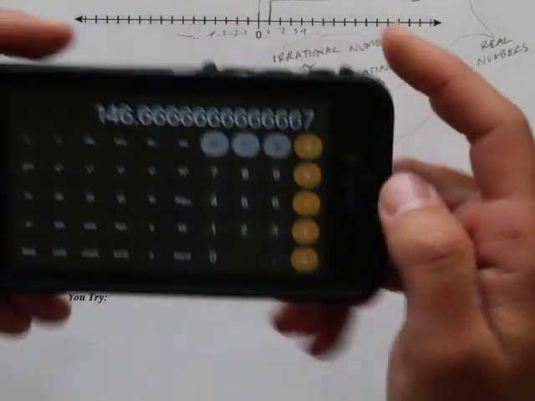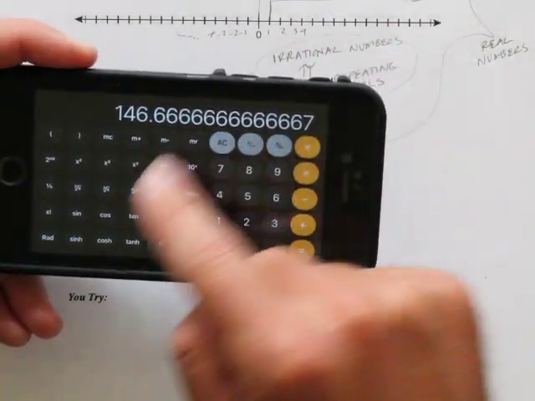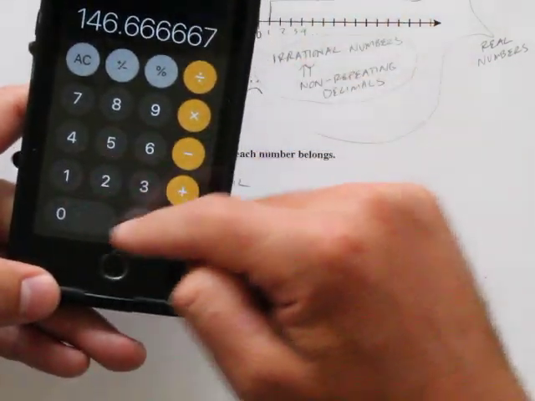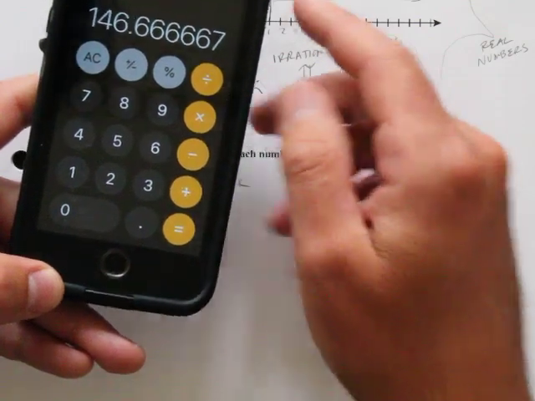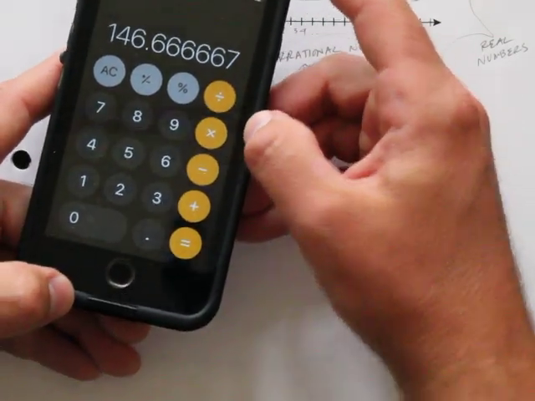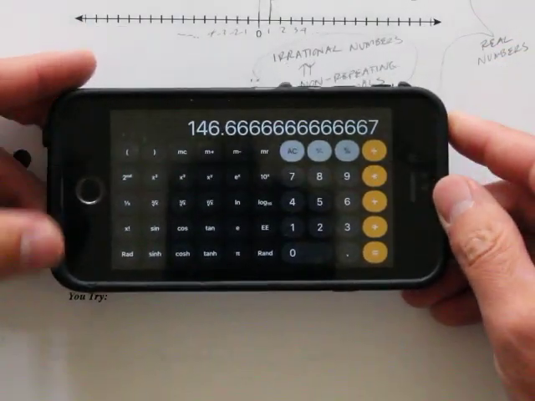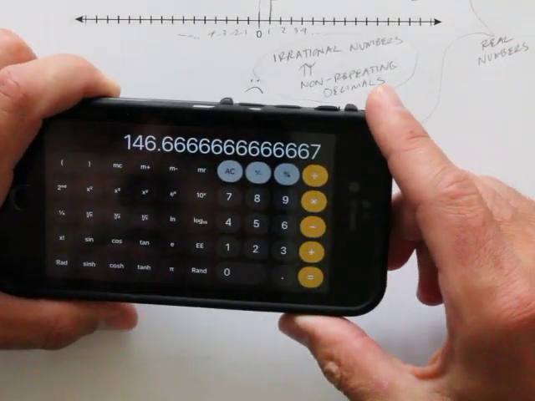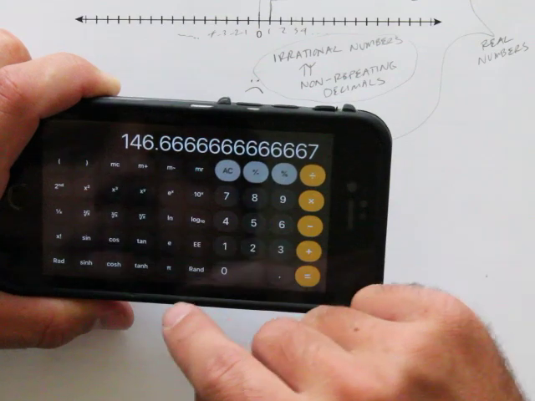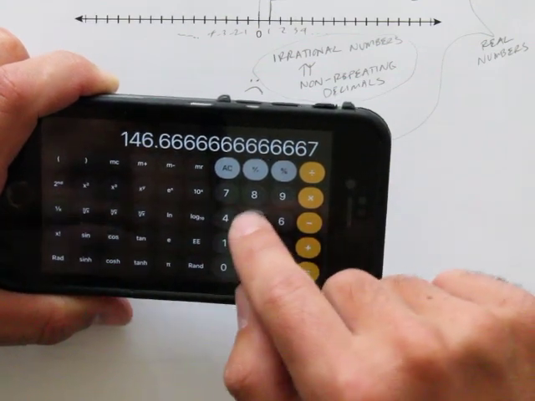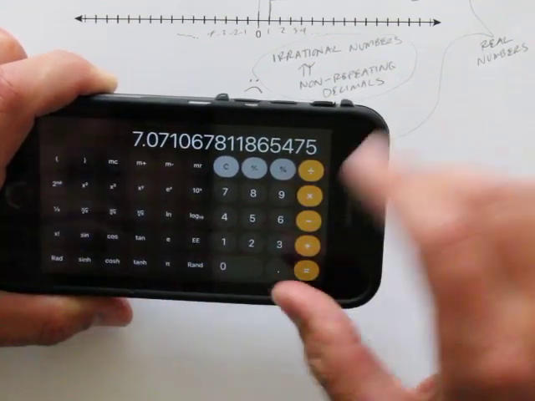If you turn it sideways, it gives you a whole bunch of other things here. I don't remember what I was calculating before. If you turn it this way, you've got very minimal computations that you can do. Is that right? Yeah, but if you turn it sideways, boop, then you have a whole bunch of stuff you can do. So if I want the square root of 50, then I would go 50, square root, boom.